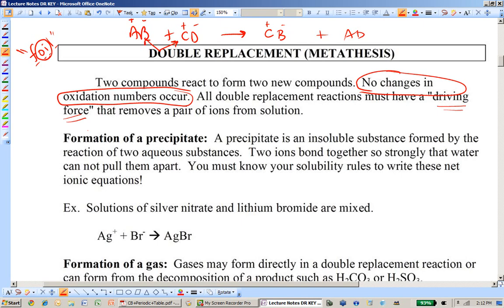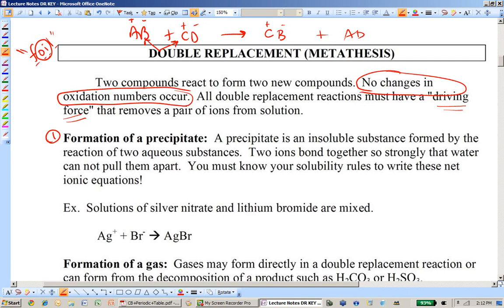The driving forces, we're going to go through each one of them that are most common, are the things that are chemically pushing this reaction to make and break bonds. So what happens is that when this occurs, we often remove a pair of ions from the solution. So number one, first and foremost, is the formation of a precipitate, hence the need to know your solubility rules. So a precipitate is simply an insoluble substance formed by the reaction of two aqueous substances.